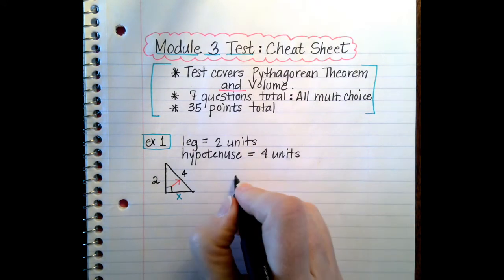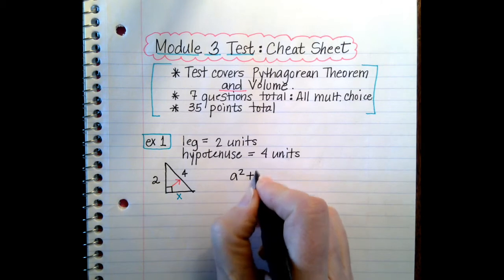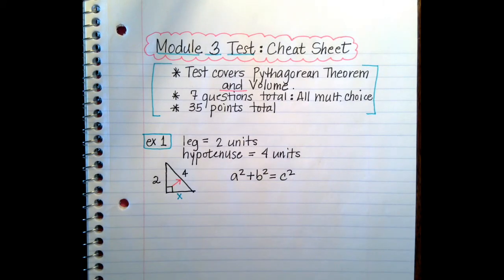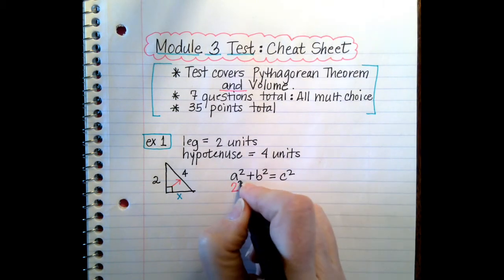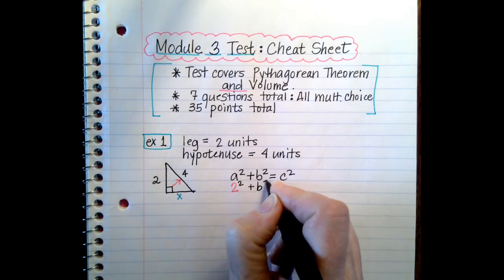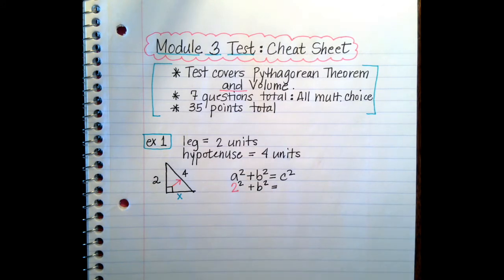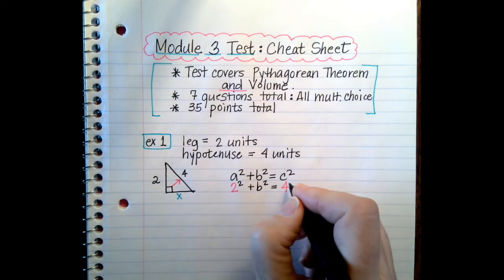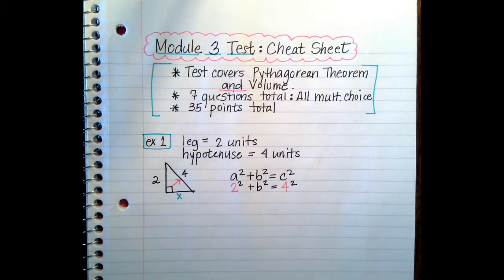So let's go ahead and write our formula for the Pythagorean theorem. A squared plus B squared equals C squared. And I'm going to plug in what I know. I'm going to use 2 for A. You could put it in for B, and you would get to the same place, but I always choose to plug it into A. And again, I'm going to pick 4 for C because that stands for my hypotenuse.